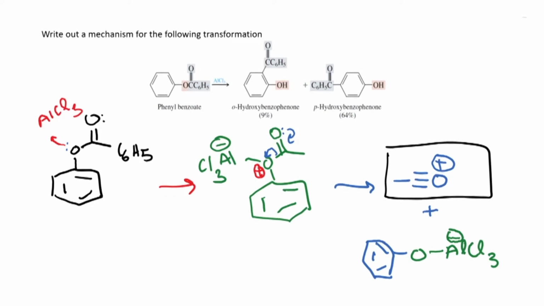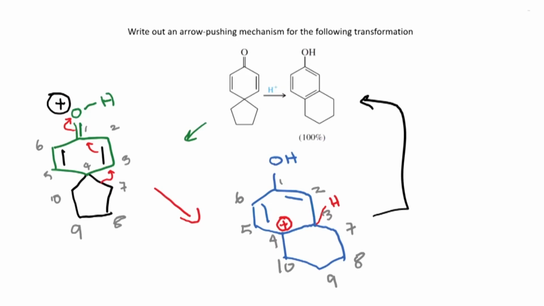And now the reaction can occur either at the ortho position or the para position, and that gives you this mixture of products. Now moving to the next question here, which is writing an arrow pushing mechanism for the following transformation.